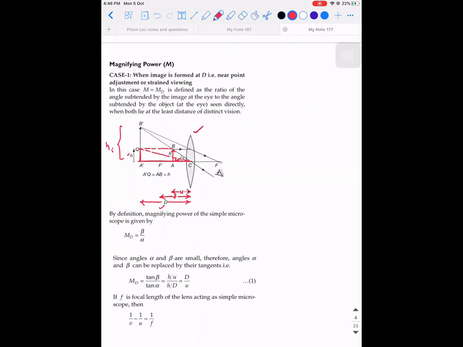Similarly, the angle subtended by the image at the eye. When I say angle subtended by anything, you should take its topmost point and its bottom point, and join both. The angle between those two lines will be the angle subtended by that particular object or image at the eye. So what is the angle subtended by the image? It is beta. The angle subtended by the object is alpha. So how can I write the magnifying power of this simple microscope? Can I write it as beta divided by alpha, guys?